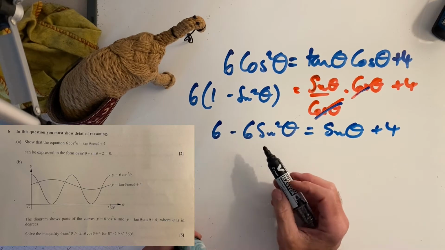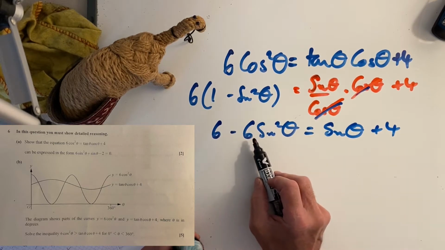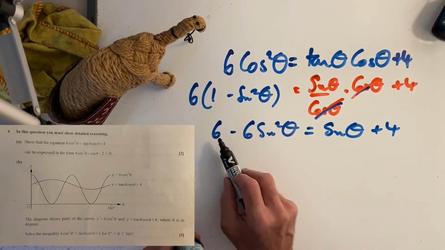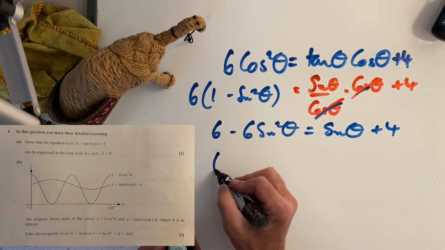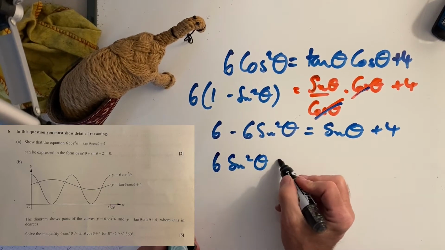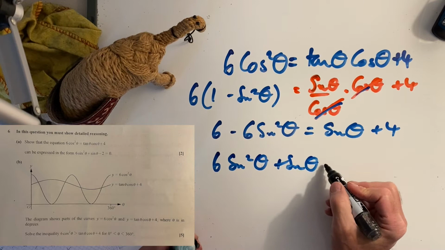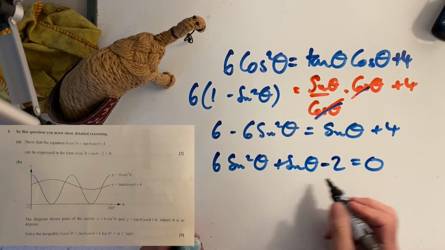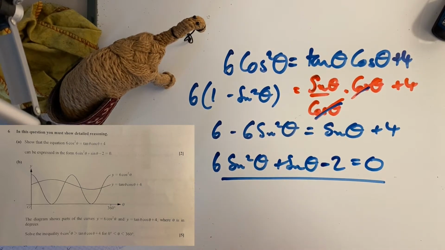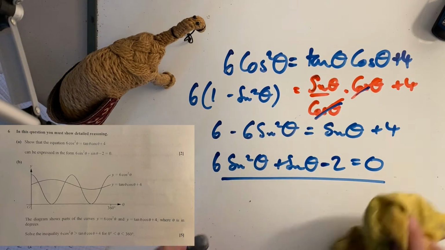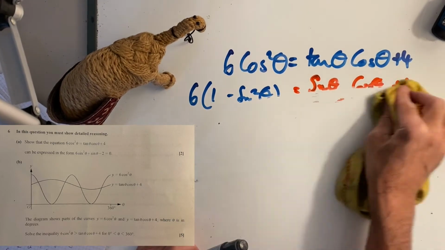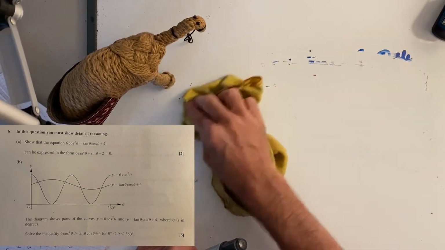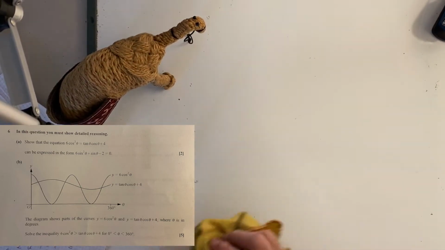Tie this all up. Obviously I've got a messy thing here. I want to add that to that side, take away 4 from both sides, so I get 6 sine squared theta plus sine theta minus 2 equals 0, which is what they want us to get. Okay, that's kind of neat. Now let's go to part B. 5 marks. See how long this will take me to do.